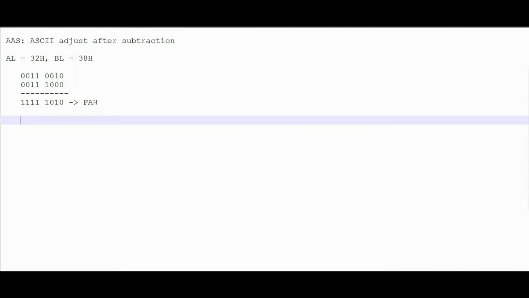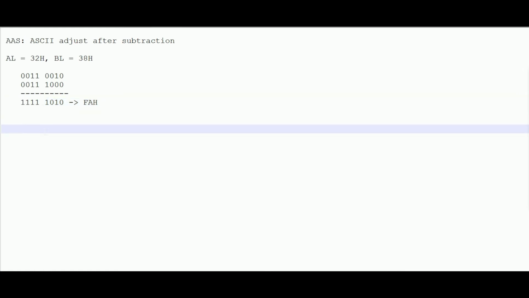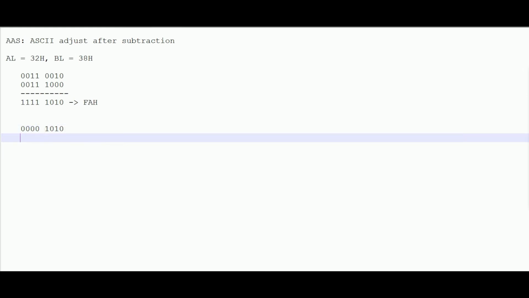It will check whether the lower nibble is a valid decimal digit or not. In this case it is A, which is not a valid decimal digit. So it will first clear the higher nibble and then subtract. Please note, in the previous case we were adding 6. In this case we will be subtracting 6 from the lower nibble. So let me write it again: 0000, the higher nibble is cleared, and 1010. If you subtract 6 from this, 0110, what do we get?